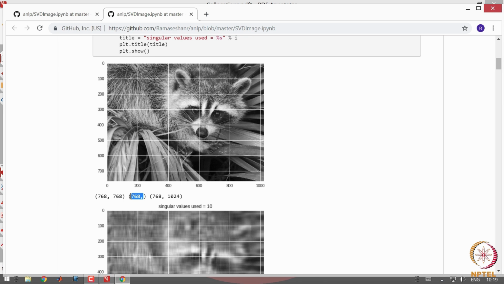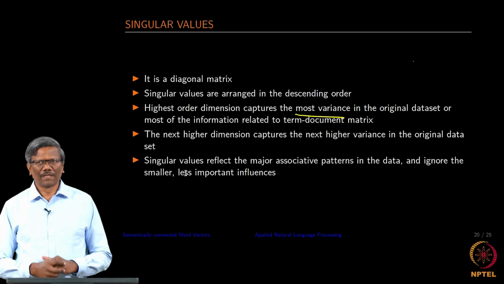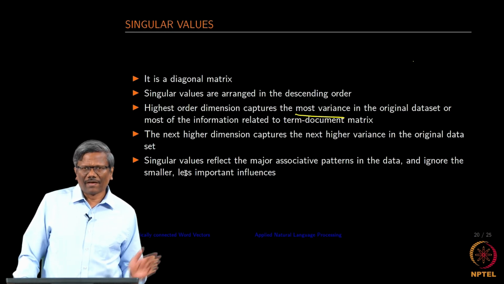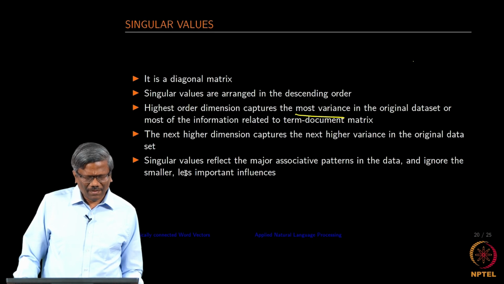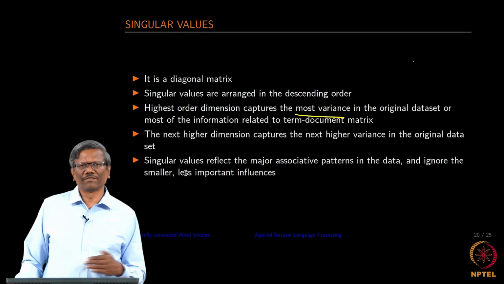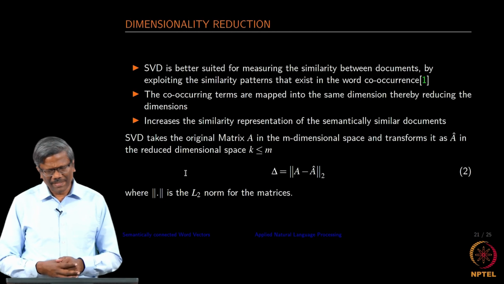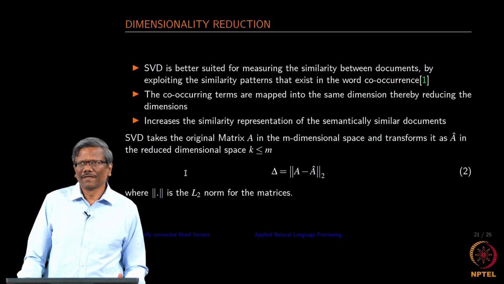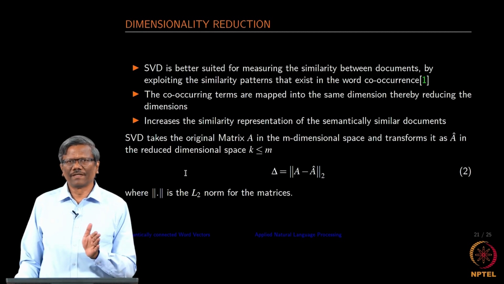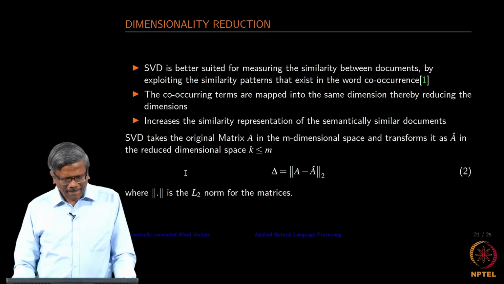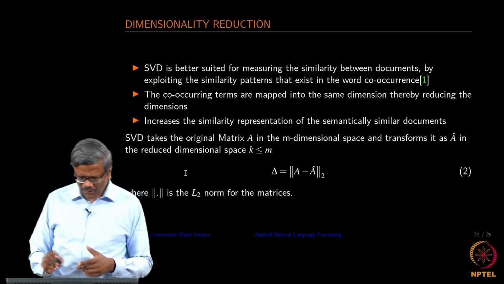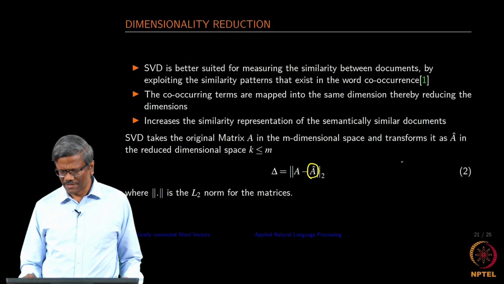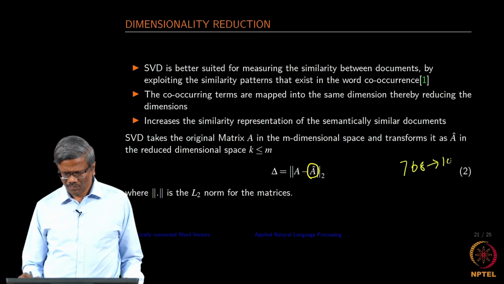Let me go back to the singular value slide one more time. We know that it is a diagonal matrix, and we saw that the values are arranged in descending order. The highest dimension captures the most variance, right. As I mentioned, it is a better method to capture the similarity between documents or the similarity of patterns within an image. When you do the reconstruction of the matrix, you remember we reduced the dimension from 768 to 10.